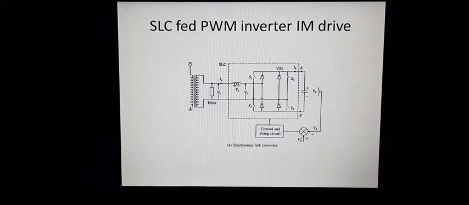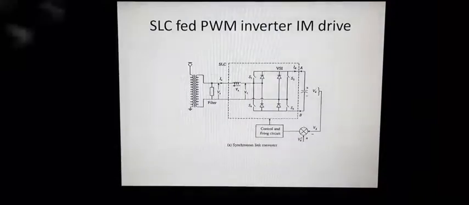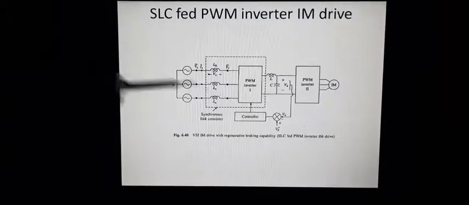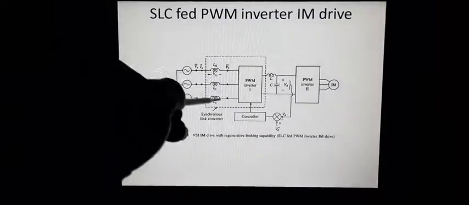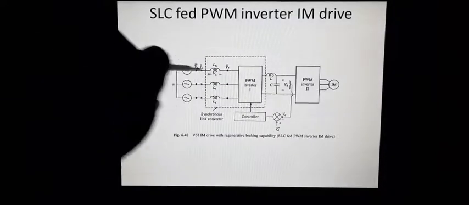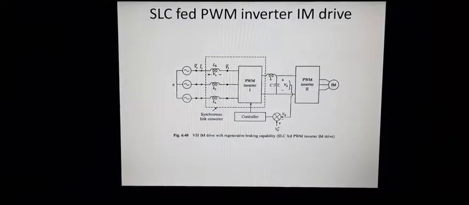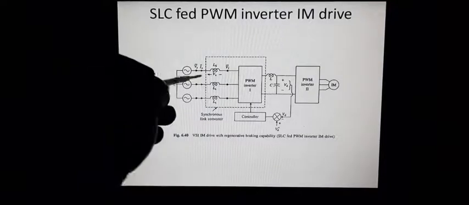So, suppose the power which is taken by this SLC is being fed to this inverter, means definitely the same power which is being taken by this SLC is being fed to this inverter, means definitely the voltage across this capacitor will remain constant. Similarly, that is during the motoring operation.